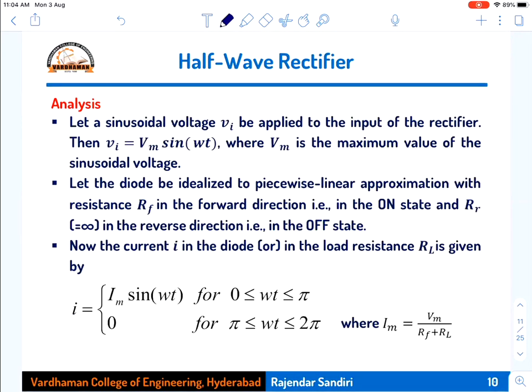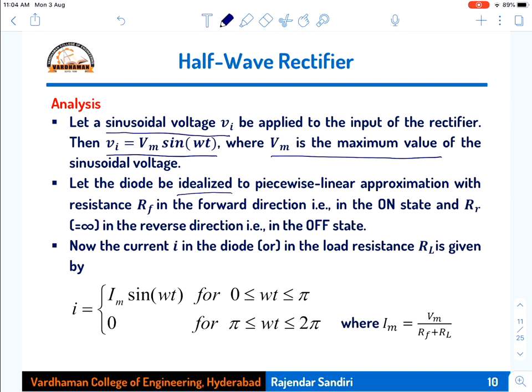First one we'll take DC or average resistance. Before that, we should just see the same thing which was already covered. The input voltage is Vi is equal to Vm sin omega t. I am applying a sinusoidal voltage to the rectifier, that sinusoidal voltage is represented by Vi is equal to Vm sin omega t, where Vm is the maximum value of the sinusoidal voltage and omega is the angular frequency. Let the diode be idealized.